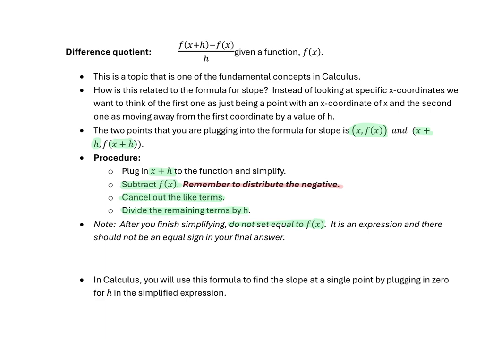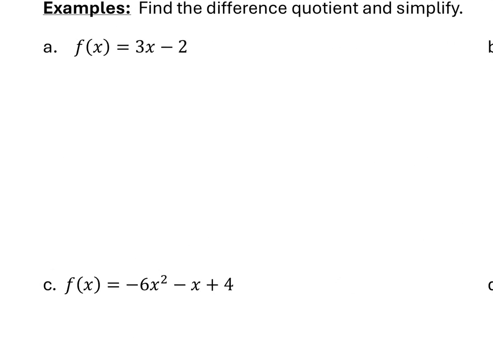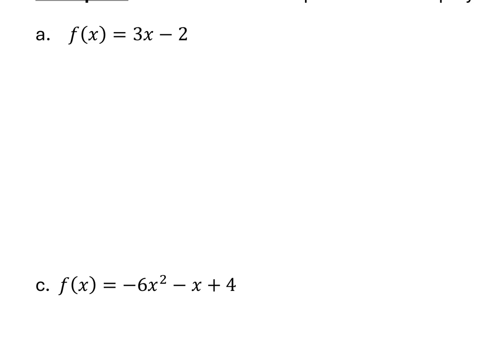All right, so let's go ahead and look at some examples of this. We are going to find the difference quotient for all sorts of different types of functions. Let's start with our base case. Remember, difference quotient is essentially a slope. And so, for instance, on example A, we're going to do a lot of work just to show that the slope is 3.